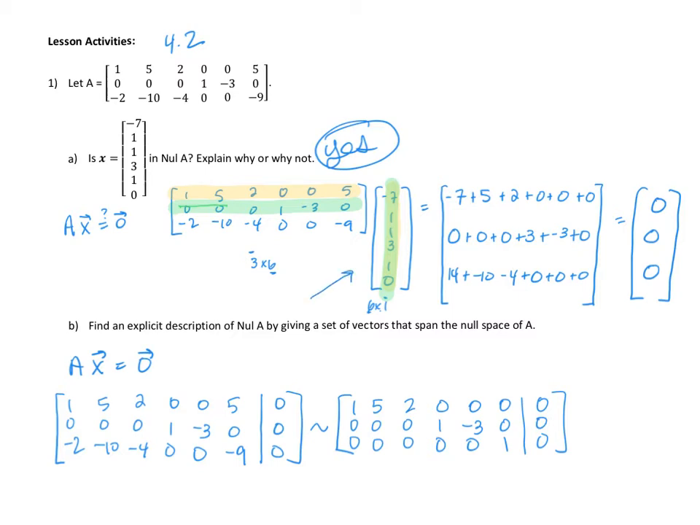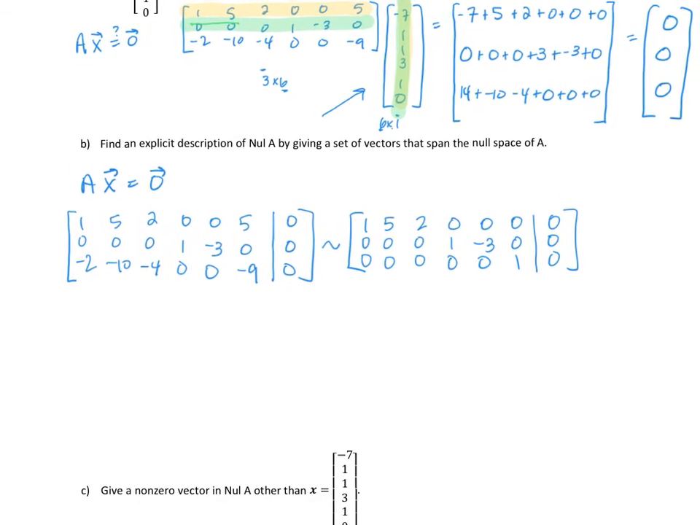Okay. But because I have free variables, there are infinitely many vectors that can make this equation true. I just have to describe them all, and that would be the null space. The set of all solutions to this equation is the null space. So I'm just going to describe this solution set by giving a set of vectors that span the null space. So I just want a set of vectors whose span is the solution set. I'm going to write down the solution, and then I'll think about how they want me to express it.